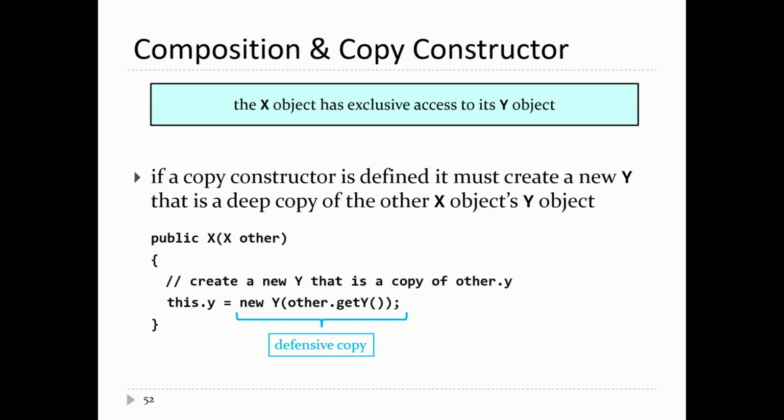Okay, what happens if you have a copy constructor? So I have a copy constructor for X. It copies another X object. What do you have to do? You have to make sure that when you copy the other object, you copy its Y object. So you have to make a new defensive copy of the other object's Y object. Assuming there's a getY method. It doesn't matter if there's getY or not. You have access to the private stuff of other anyway, so you could just write other.y there. But you need that defensive copy.